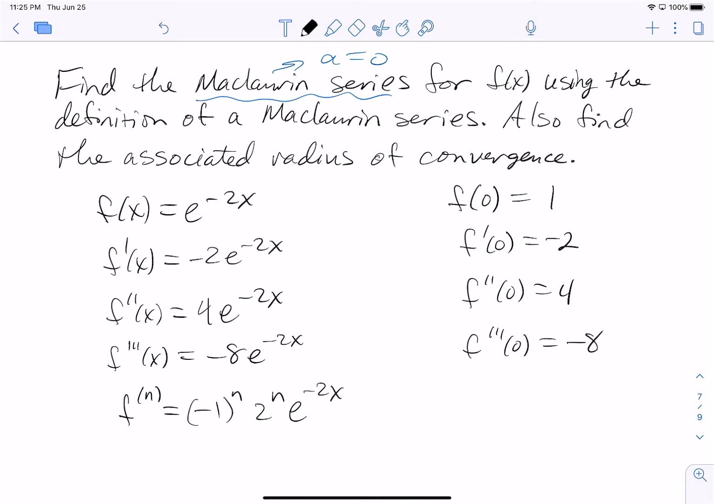How many of these do we need? Folks, if you're asked for the Maclaurin series, or a Taylor series for that matter, then you need as many as you need before you can recognize the pattern. So, it's up to you. The nth derivative evaluated at 0, I'm confident in saying, is negative 1 to the n times 2 to the n. Or if you like, the base of negative 2 to the nth power.